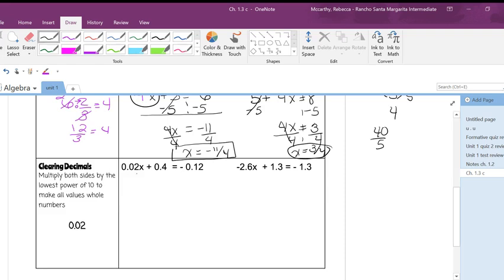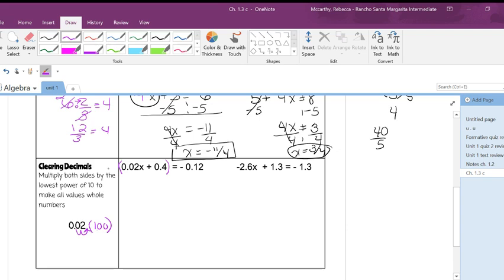So when you're looking at clearing your decimals, we multiply both sides by the lowest power of 10 to make all values a whole number. So if I have to move this decimal over 2 places, that means I have to multiply by 100. For every place value it moves over, that's a power of 10. Okay, so here my smallest number is 0.02, 0.12. So if I multiply everything by 100, it will clear my decimals.